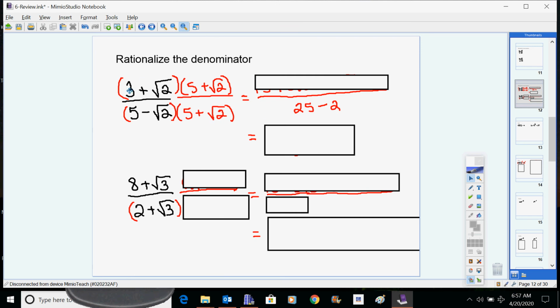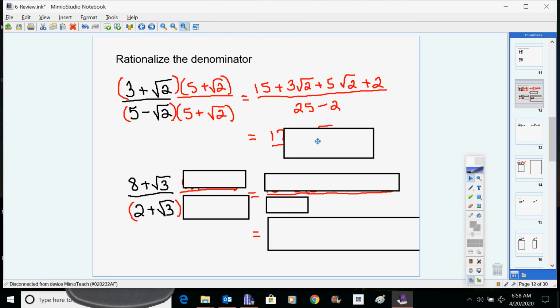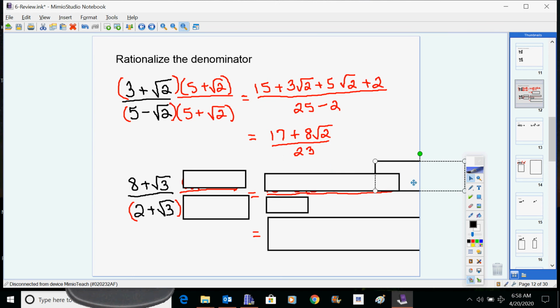The numerator, we have to go 3 times 5, 15. 3 times square root of 2, 3 square root of 2. 5 times square root of 2, 5 square root of 2. Square root of 2 times square root of 2 is 2. And then putting our like terms together and simplifying, 17 and 8, and then 23 in the denominator. Nothing else to do with that because no common factors. Even splitting it up, you're not going to find anything to cancel that out.